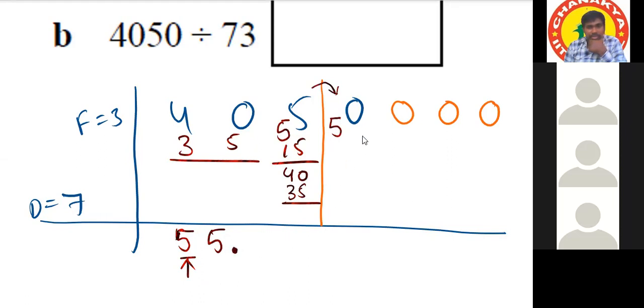Then the number becomes 50. Then flag multiplication, again quotient with flag. Here the new quotient is 5, 5 with 3. 5 with the 3 is how much? 15. So the remainder is 35. In 35, how many times will 7 go? 7 5s are 35, it will go exactly.